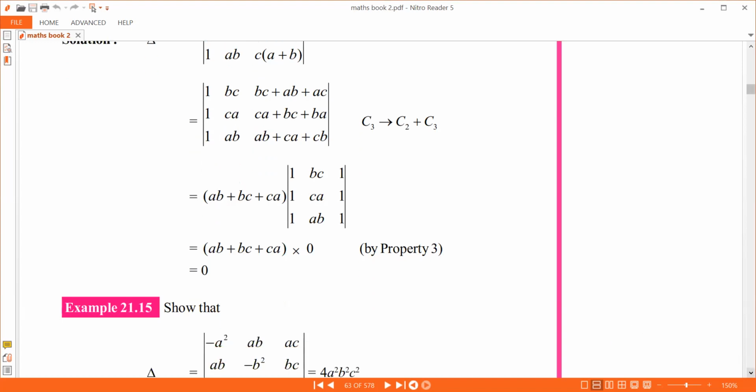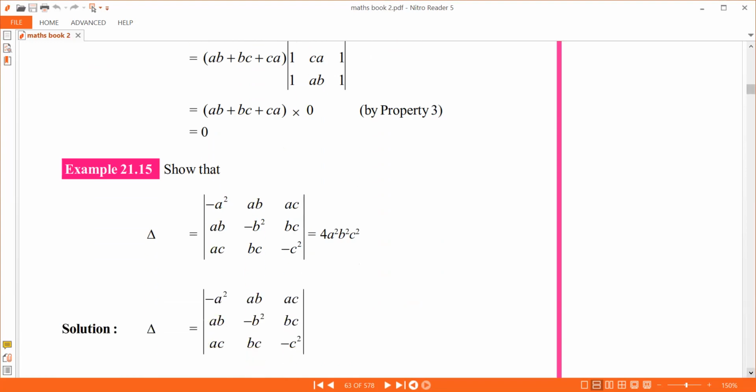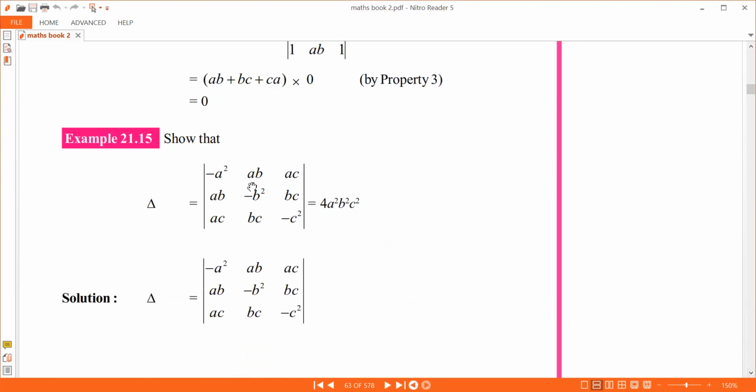Next one. These are a little bit tougher. Minus A square, AB, AC; AB, minus B square, BC; AC, BC, minus C square. You have to prove this equals 4A square B square C square. This is one of the toughest problems I have encountered. Not easy at all.